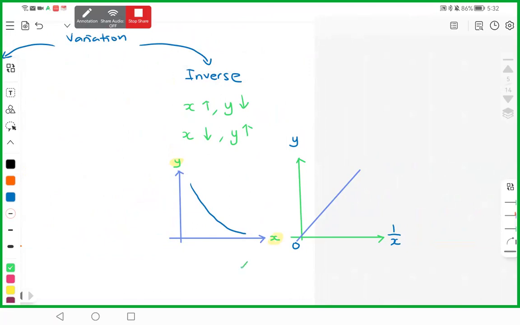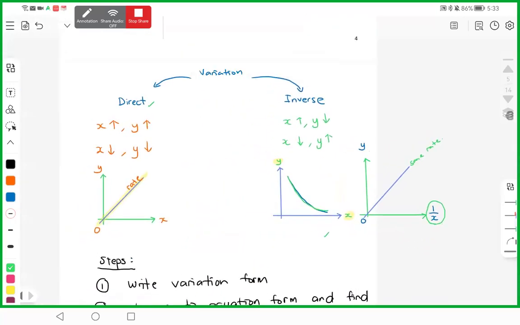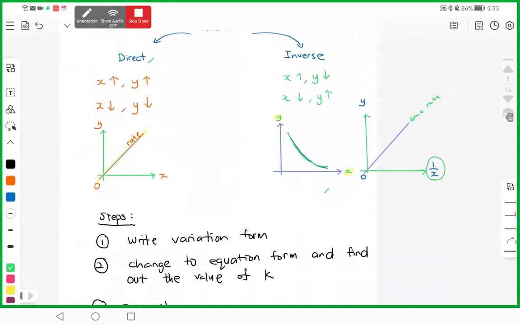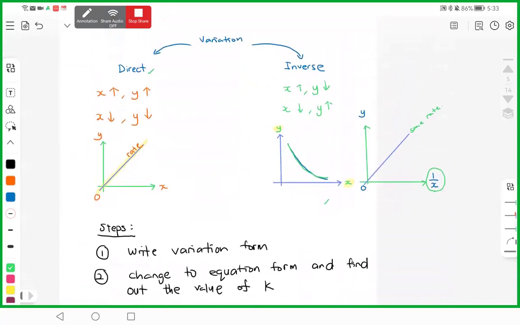If we show it on the graph relating x and y only, the curved line will be moving downwards, showing inverse relation. Hence, we can convert it into y versus 1 over x. Over here is 1 over x. So there are two types of variation. If we combine them, we call it combined variation or joint variation.